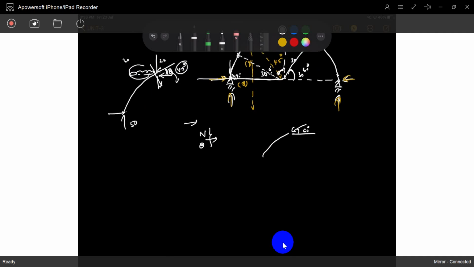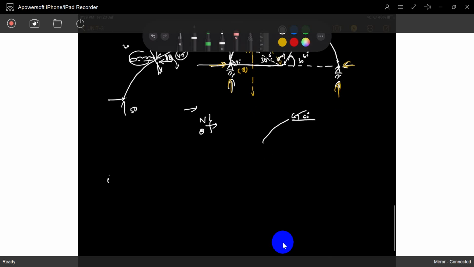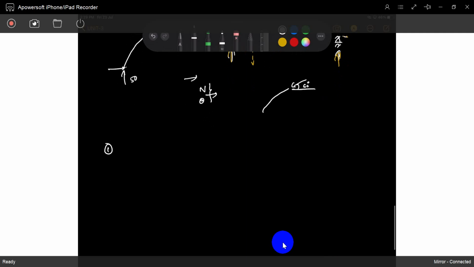Now we will do another problem. Next our topic is, we will solve one problem regarding the segmental arch. Okay, segmental arch. Now we will take the segmental arch problem.